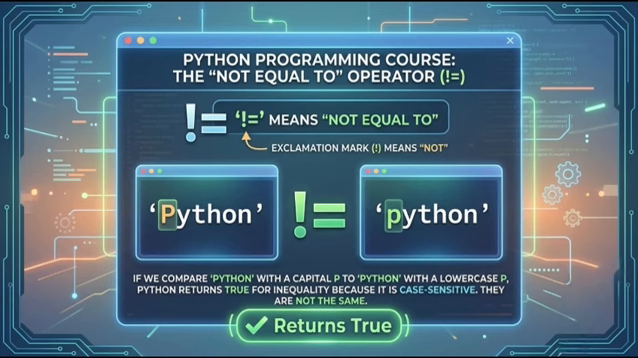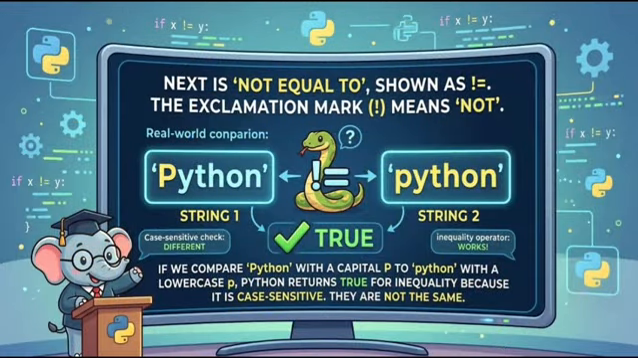Next is not equal to, shown as !=. The exclamation mark means "not". If we compare Python with a capital P to python with a lowercase p, Python returns True for inequality because it is case sensitive. They are not the same.